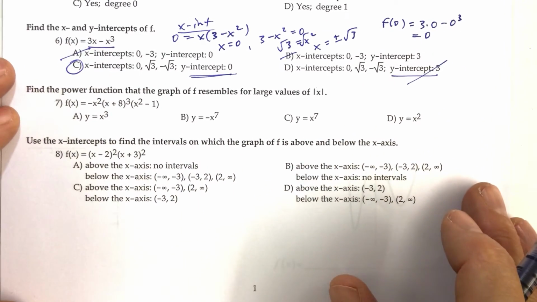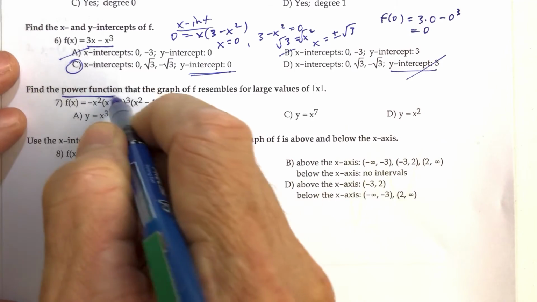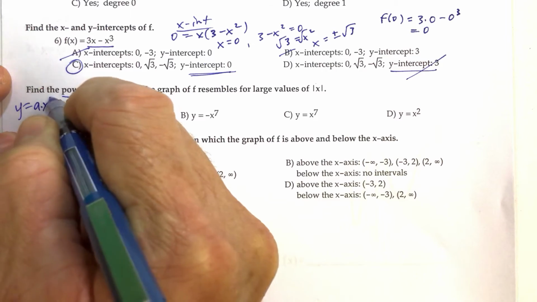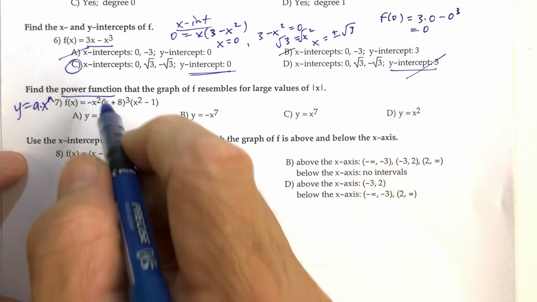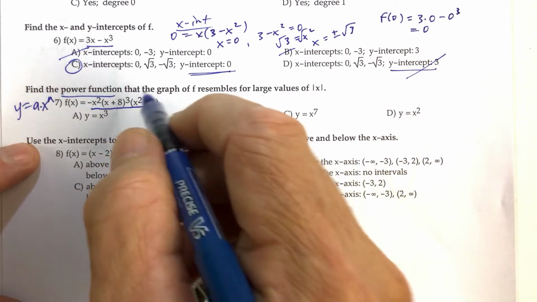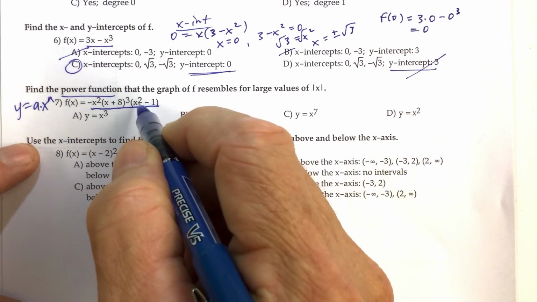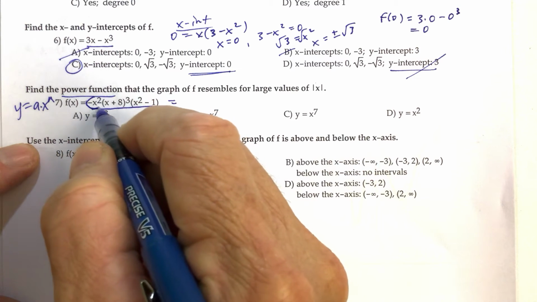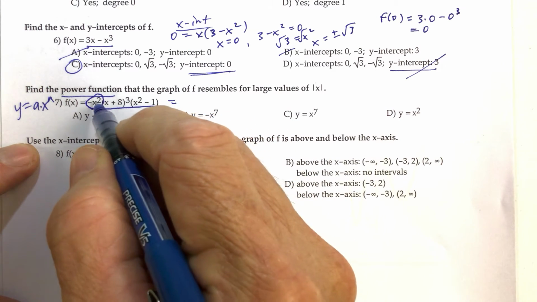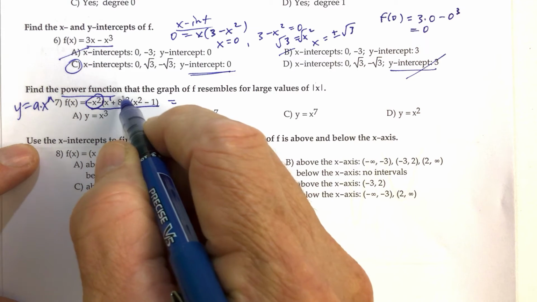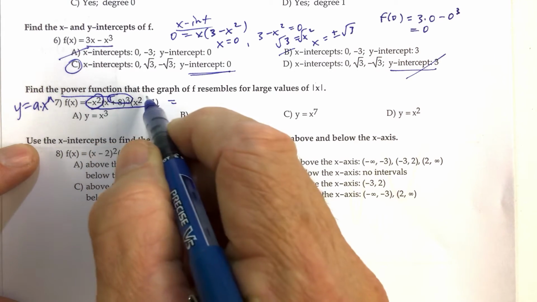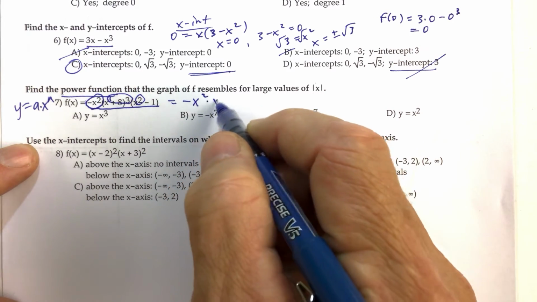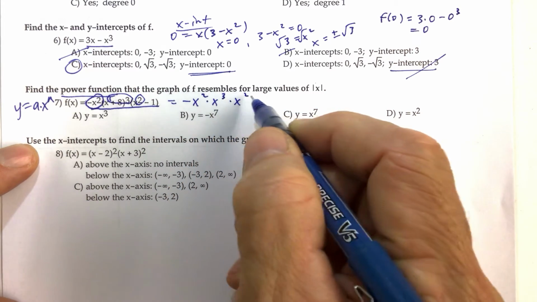All right, and then for number 7, the power function. Power functions are in the form y equals a times x to the nth power. All right, so that would resemble this. So if you think about multiplying all these out and writing it in standard form, you would take the biggest power in each one. So you have negative x squared times x to the third power, so there's a third power there, and we have x to the second power.